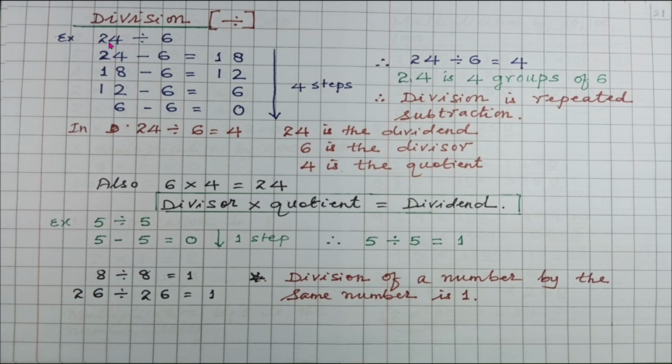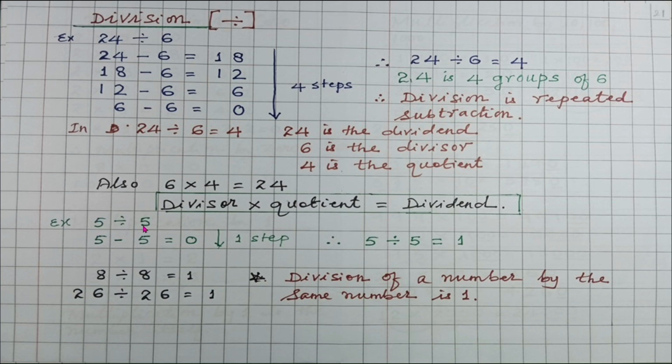Here 24 is the dividend, 6 is the divisor, and 4 is the quotient. Again I'll repeat, 24 is the dividend, 6 is the divisor, and 4 is the quotient. So remember, when we multiply the divisor and the quotient, we get the dividend. Rather, dividend is equal to divisor into quotient. Please remember that.